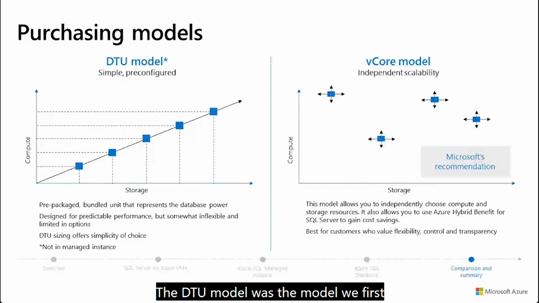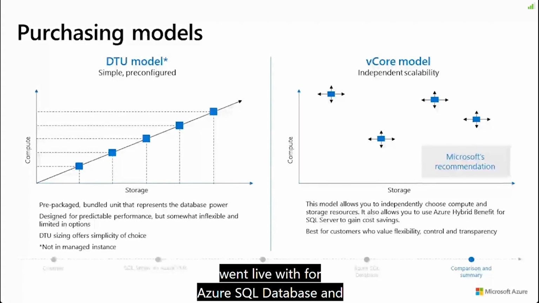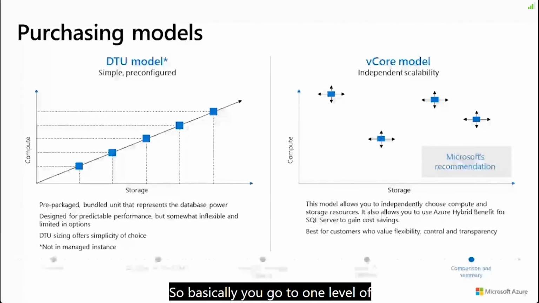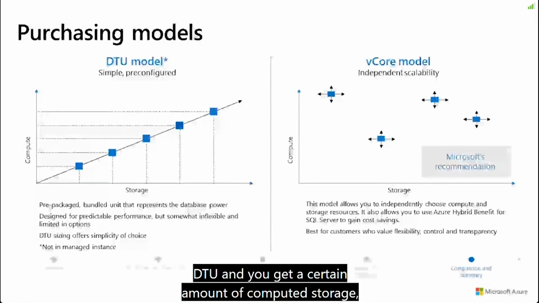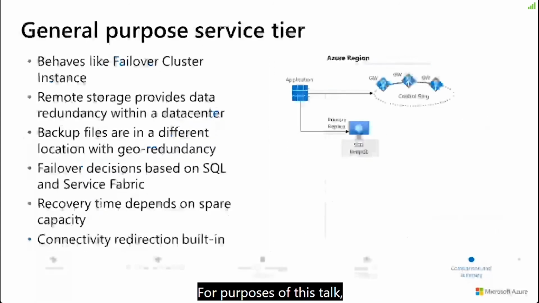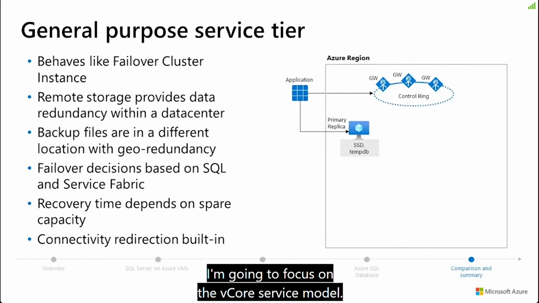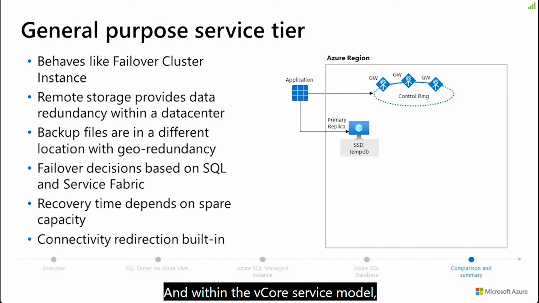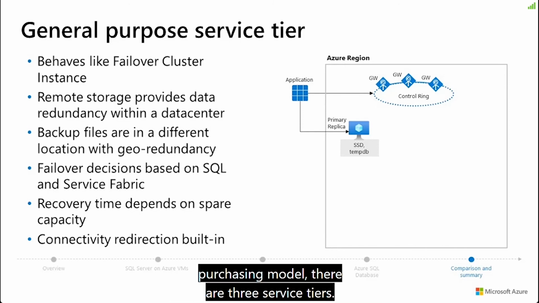The DTU model was the model we first went live with for Azure SQL Database, and it basically was supposed to be simple. So basically, you go to one level of DTU and you get a certain amount of compute and storage, but they kind of scale linearly as opposed to independently. For the purposes of this talk, I'm going to focus on the vCore service model. And within the vCore purchasing model, there are 3 service tiers.